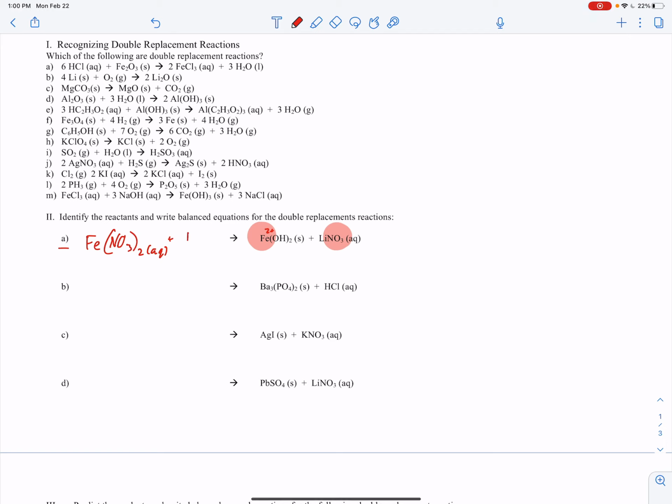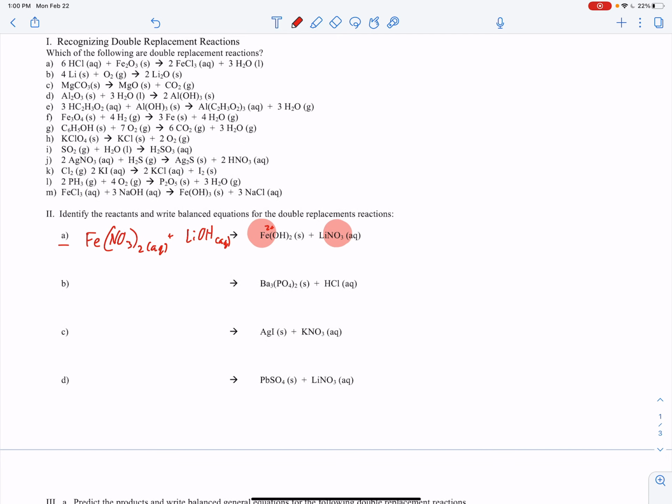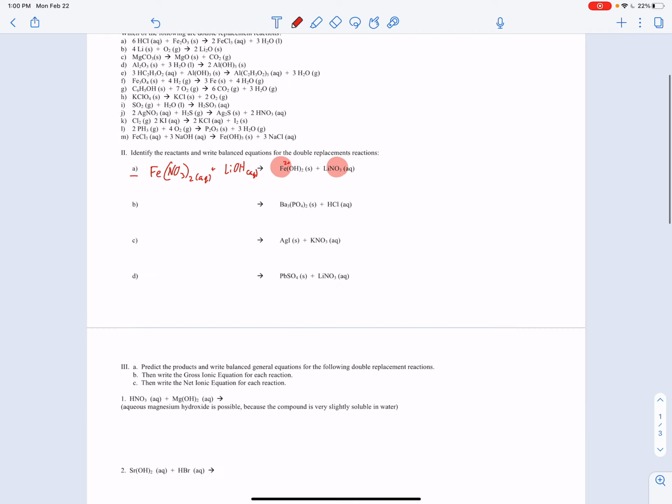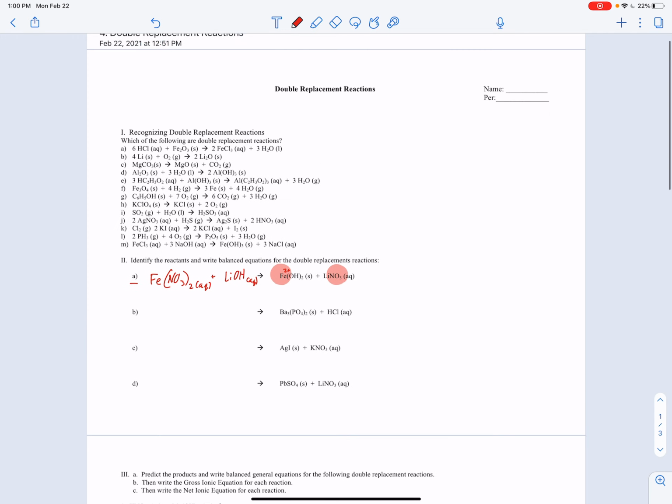And then we also have our lithium hydroxide, and that's going to be aqueous as well, just as all lithium compounds are. And you would have to balance it, of course. It does say write the balanced equation, and so you can figure out how to balance that yourself. All right, but that's the process for that. So again, it's just doing that swap. You're swapping the two metals or the two cations, and you're swapping the anions with new partners. So that's sort of the idea for this whole worksheet.